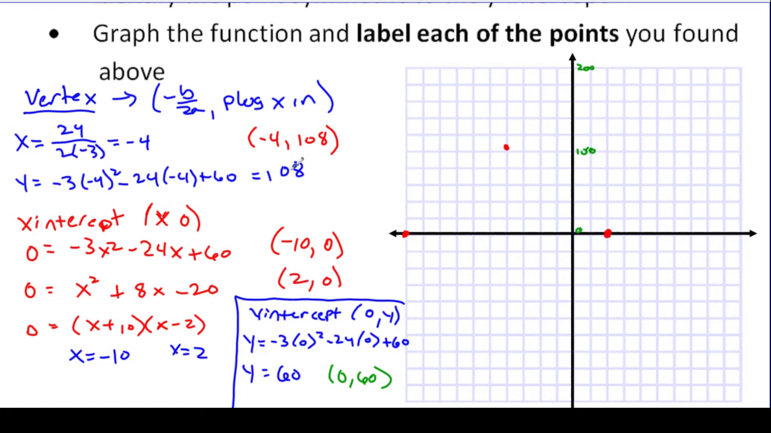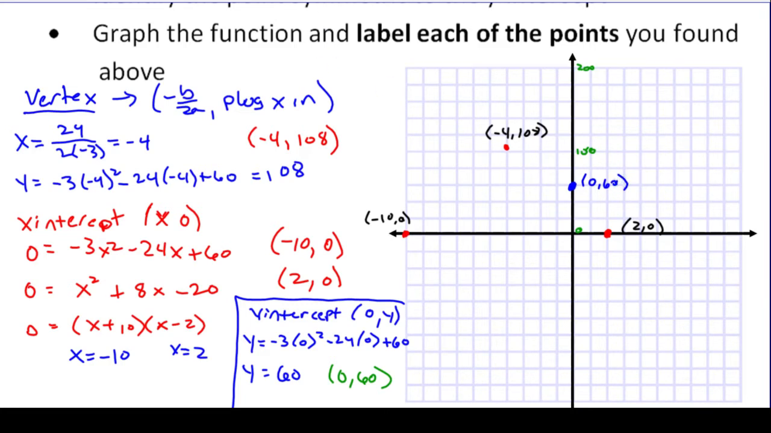Okay, so I'm going to label these. It says graph and label each point you found. We call them the critical values. So I'm going to say this is the point -4, 108. Okay, I have the point 2, 0, and I have the point -10, 0. Right, those are the 3 points I found. Okay. I can put the y-intercept on pretty easily because I counted by 20. So I'm going to say 0, 0, 0, 20, 0, 40, here's 0, 60. It's this point right here. So this is the point 0, 60. There's my y-intercept, right?